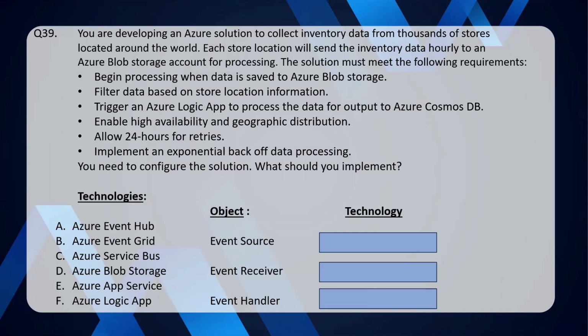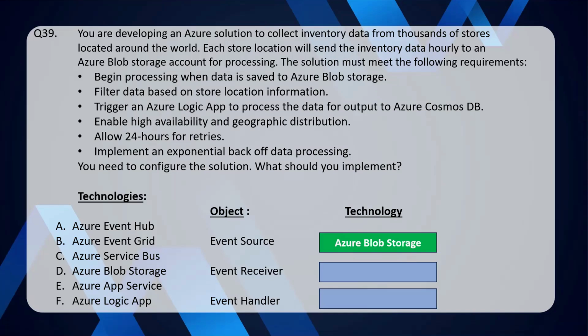What should you implement? Now you have the technologies mentioned as Azure Event Hub, Azure Event Grid, Azure Service Bus, Azure Blob Storage, Azure App Service, and Azure Logic App. Now the first part of the question is talking about what would be the event source. Now friends, data is uploaded hourly from each store, so blob storage events can be used to start the workflow as soon as files are added.